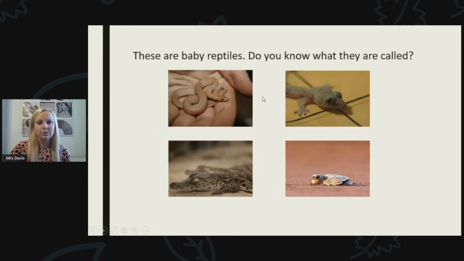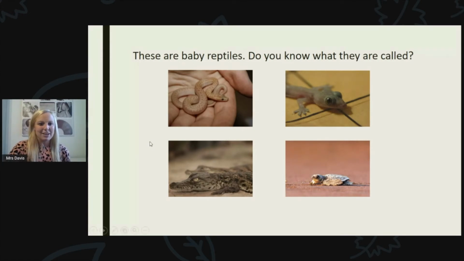Okay. Oh, baby reptiles. That's that scary snake again, although it's very diddy, that one. Do you know what these are called? So actually, baby reptiles have a name for them. Do you know what they're called? Again, pause the video, have a go. If you don't, that's absolutely fine. Okay, we'll find out together.